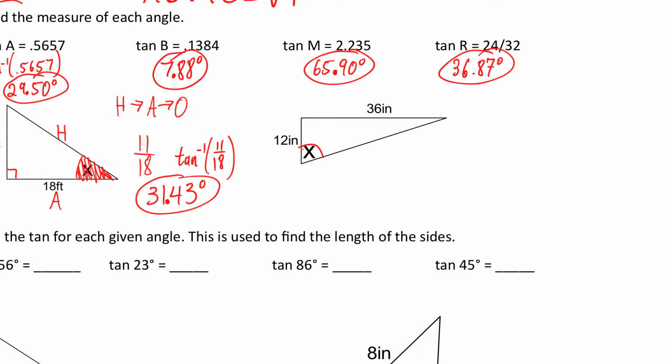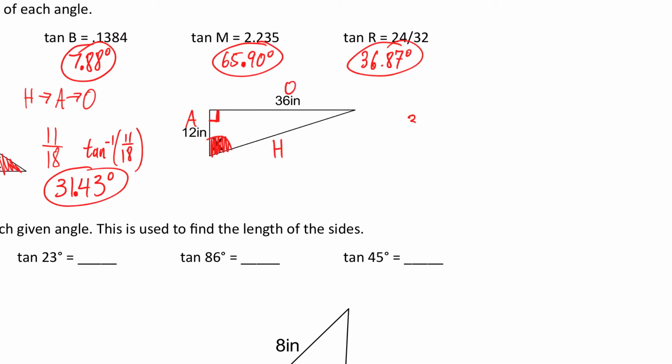Okay, this next one. So here's the angle I know. Which one is the H? The blank one. Where's the A? 12, and then the O is the 36. So I'm going to put opposite over adjacent, 36 over 12. And then I want to know how big that angle is, so I'm going to do tan inverse of 36 over 12.